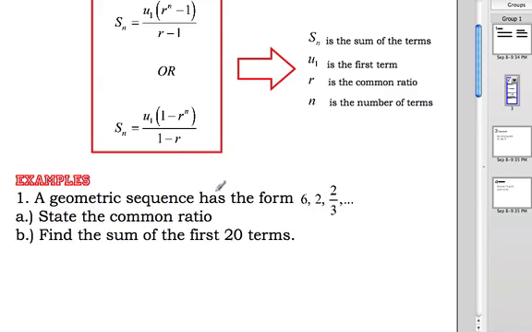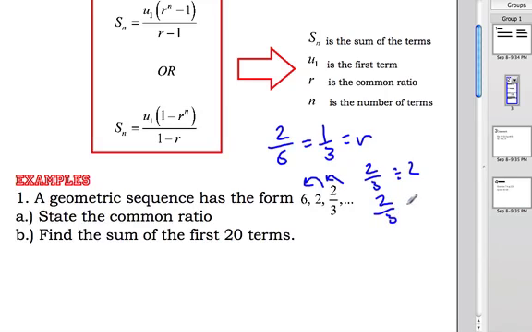Example 1, a geometric sequence has form 6, 2, 2/3, and so forth. State the common ratio. Find the sum of the first 20 terms. So we can get the common ratio by dividing. So 2 divided by 6 is a third. So that should be the common ratio. We can check by doing 2/3 divided by 2, which is 2/3 times a half, which also equals a third. So yes, the common ratio is a third. And B, find the sum of the first 20 terms.